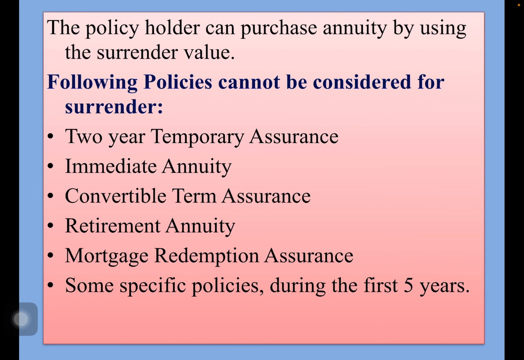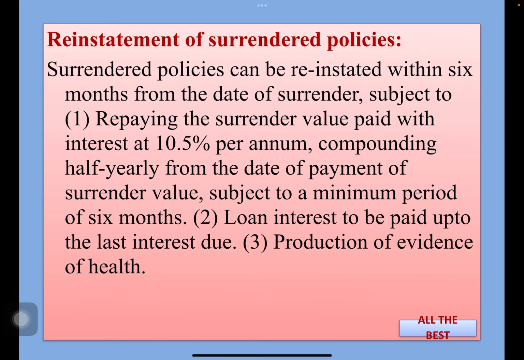Then, following policies cannot be considered for surrender: 2-year temporary assurance, immediate annuity, convertible term assurance, retirement annuity, mortgage redemption assurance, some specific policies during first 5 years. They are not for surrender.